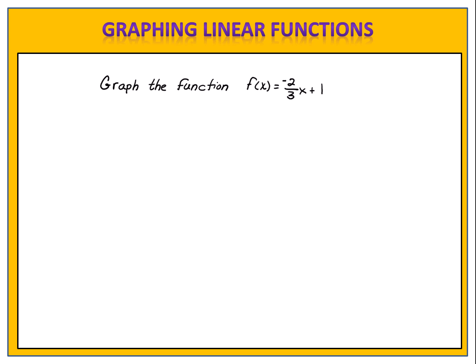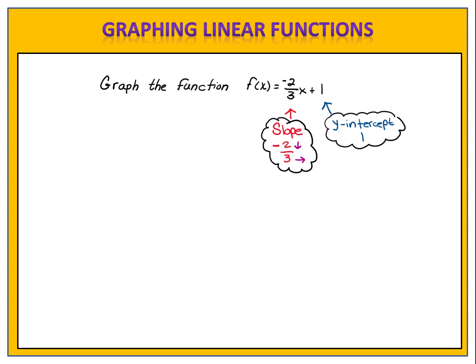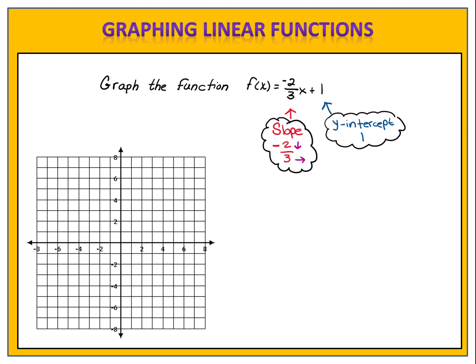Let's see how you did. We have a function in slope-intercept form. The slope is -2/3, and the y-intercept is 1. We begin by plotting our y-intercept at 1, and we use the slope -2/3 to plot additional points by moving down 2 and to the right 3, down 2 and to the right 3. We can then plot additional points by following the pattern backward, going up 2 and back 3 on the other side. We connect the points with a nice straight line, label the graph with our equation, and we're all done.